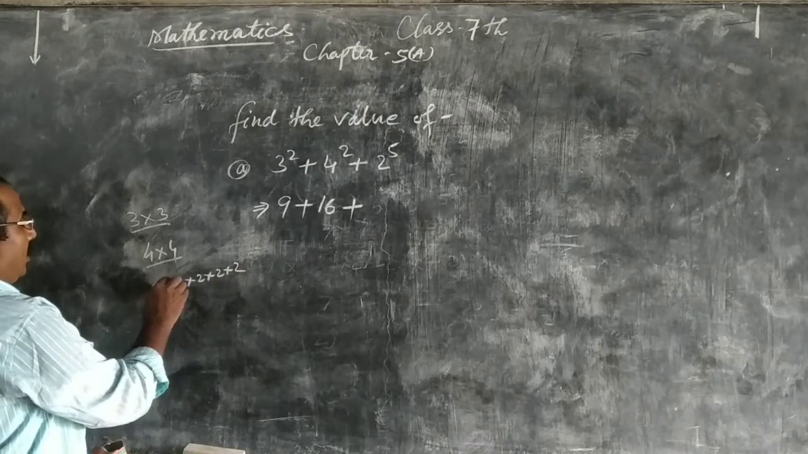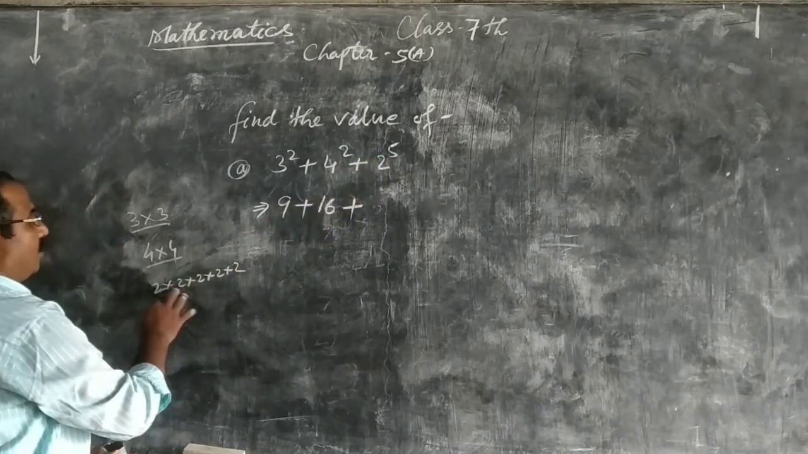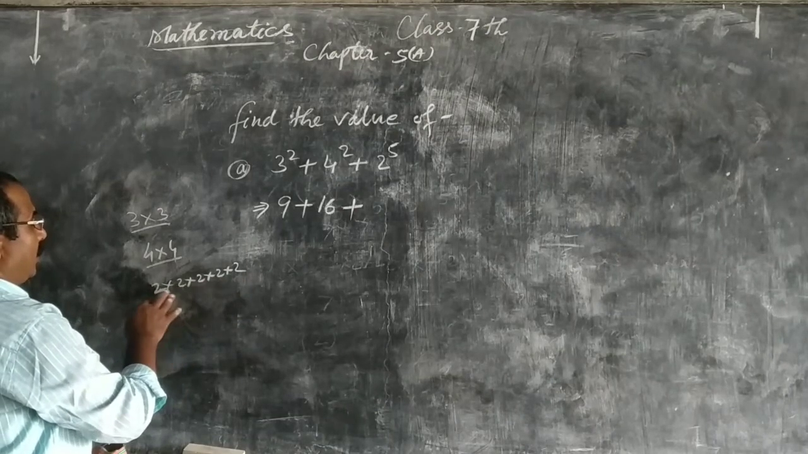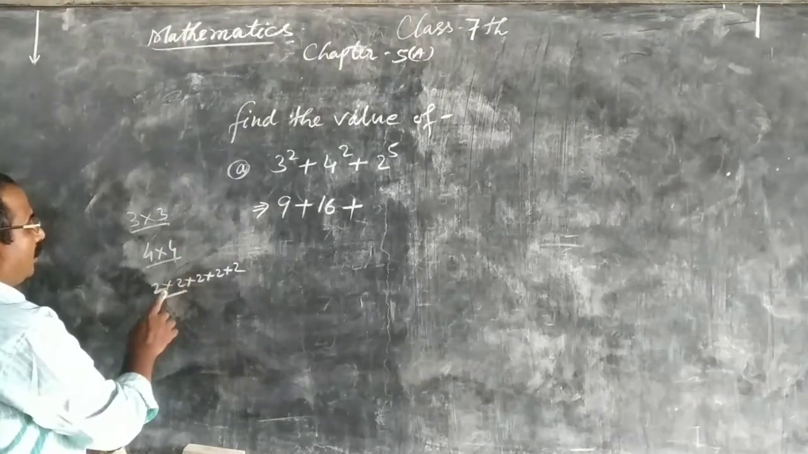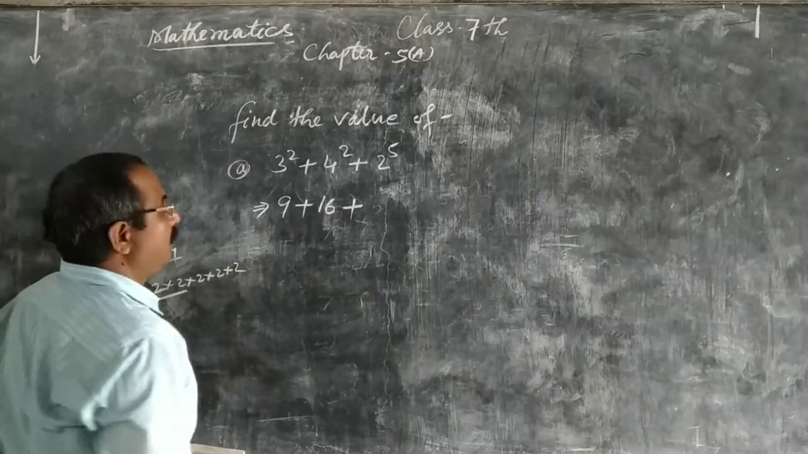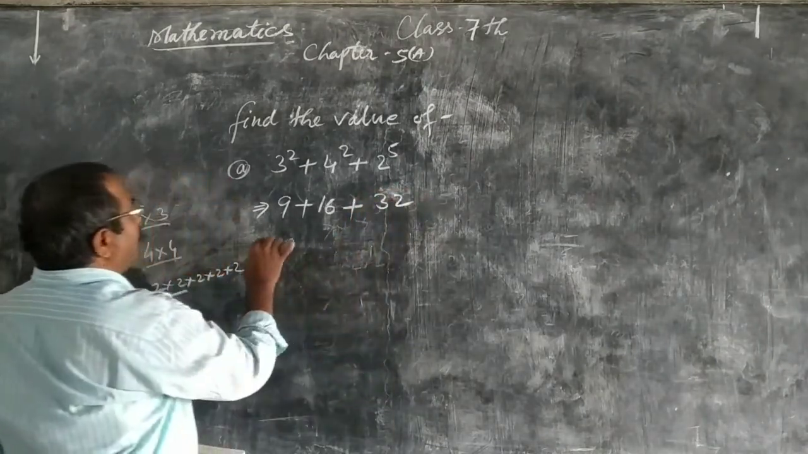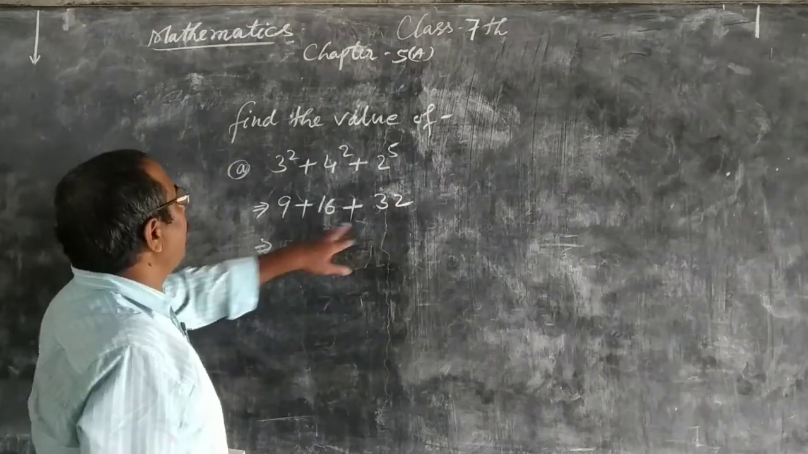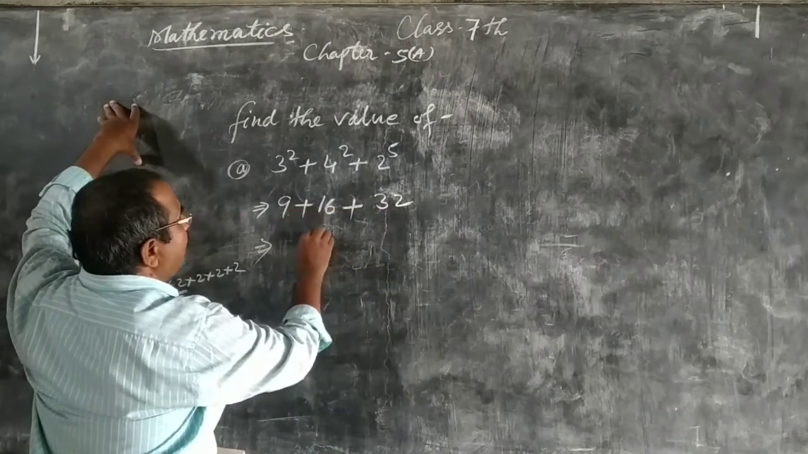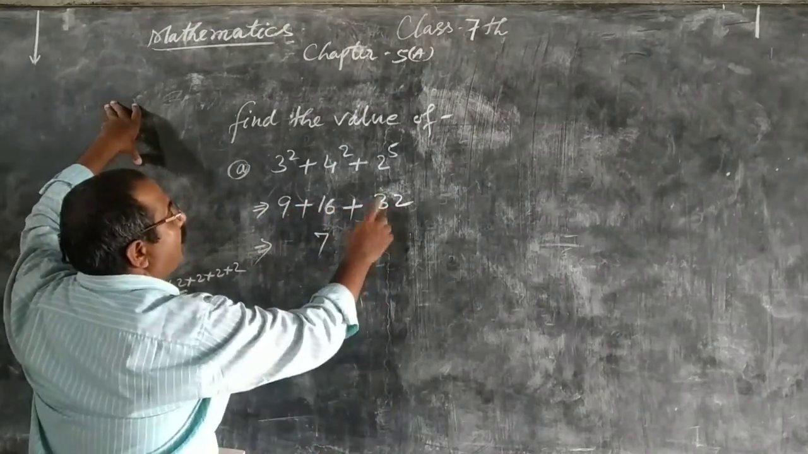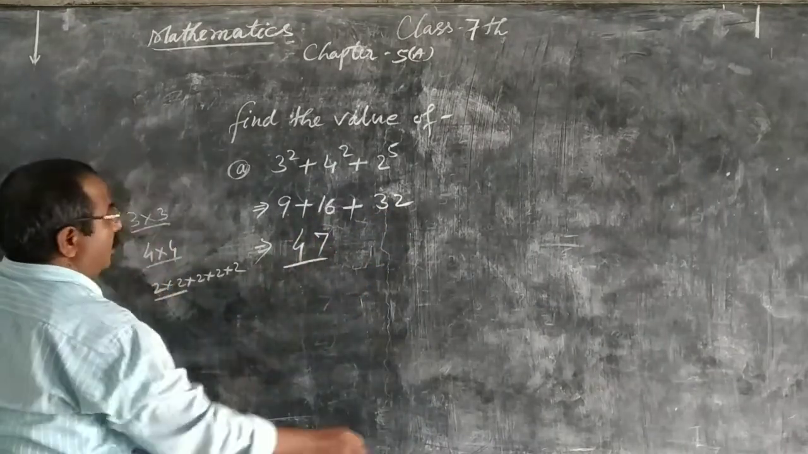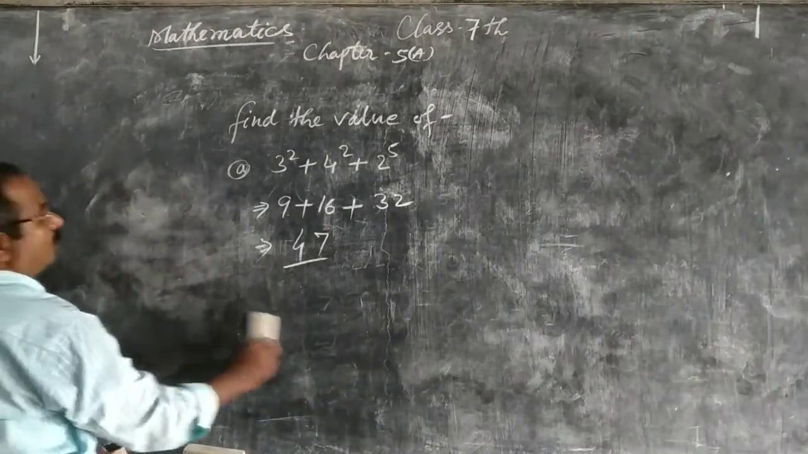Once again, if there is 2 to the power 5, you will write 2 5 times and you will multiply each and every number one by one. 2 2 are 4, 4 2 are 8, 8 2 are 16, 16 2 are 32. In this way, you can write like this. Now you will add all these numbers: 2 and 6, 8, 8 and 9, 17. Carry 1, 1 carry and 3, 4 or 1, 5. Your answer will be 47.